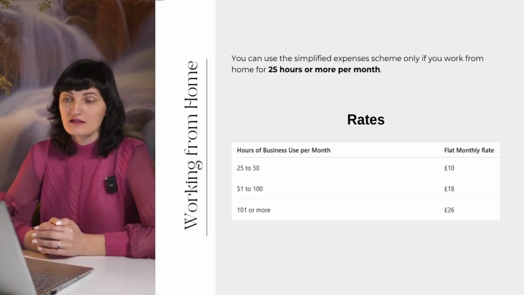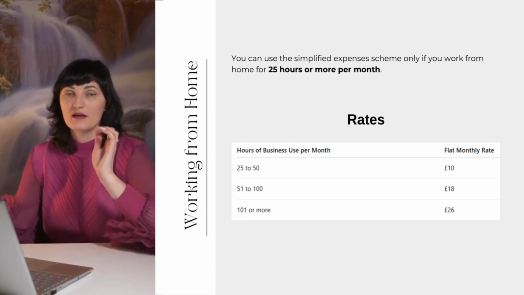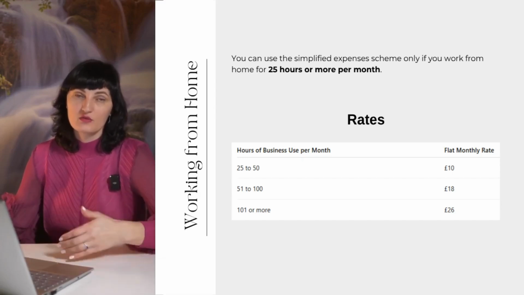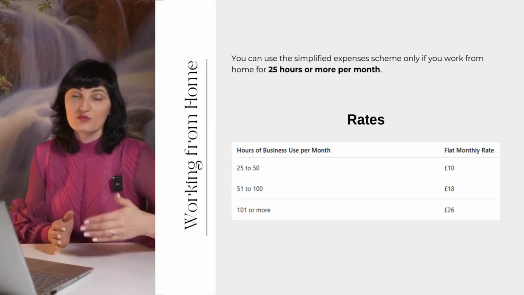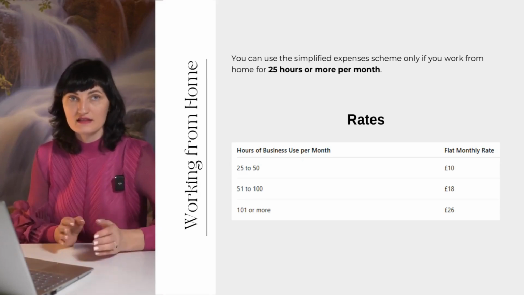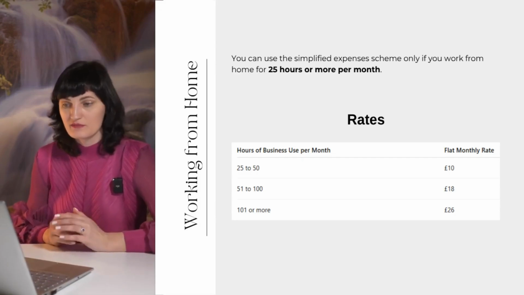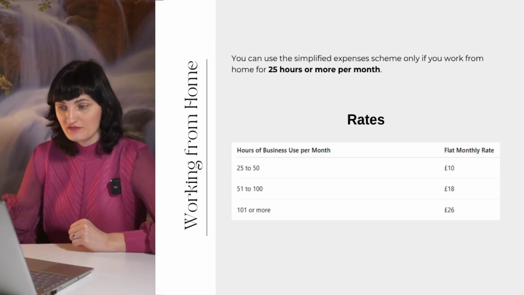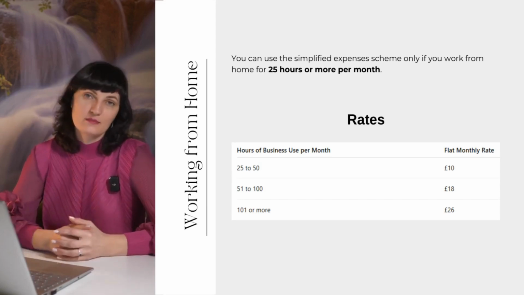The next type of expense is working from home. Under simplified expenses, this is only recognized if you have worked 25 hours or more from home. So, if you have a workspace set up at home and your workload is more than 25 hours per month, then in that case you have the right to claim simplified expenses. If it's less, say 10 or 15 hours a month, then you do not have the right to claim these expenses at all. So, if your workload is between 25 and 50 hours per month, then you can deduct £10 sterling. If your workload is from 51 hours to 100 hours, then it's £18. And if it's more than 101 hours, then it's just £26 per month.